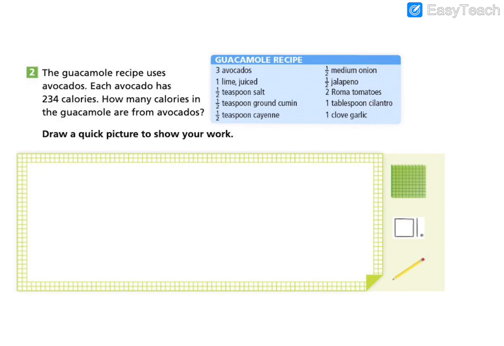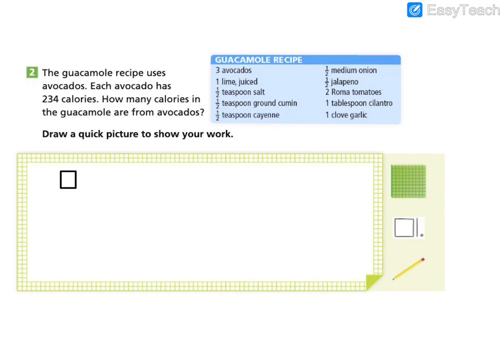Number 2, the guacamole recipe uses avocados. Each avocado has 234 calories. How many calories in the guacamole are from avocados? Okay, so we need to take a reference over to our recipe. Okay, it says there are 3 total avocados in each recipe. We're going to draw a picture of our work to find what 3 avocados with 234 calories each would be. Okay, again, it gives us this representation of base 10 blocks over here in our drawing, so I'm going to go ahead and use that as well.